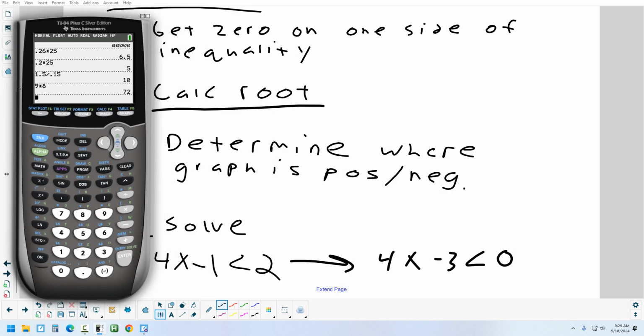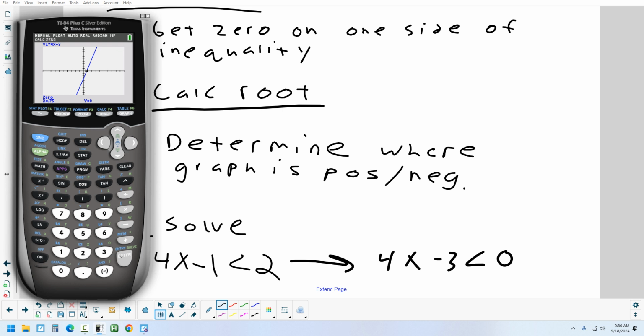Okay, so let's graph that. So 4x minus 3. I'm going to do zoom 6. And I'm looking for where it's under the x-axis, where the y value is less than 0. Well, the first thing I need to do is figure out where it is exactly 0. So second calc, 0. So calculate the root. Pick a point to the left of your root. Pick a point to the right of your root. And do a guess. Okay.